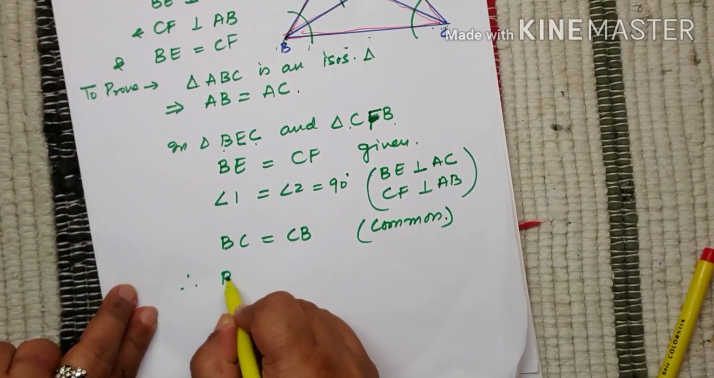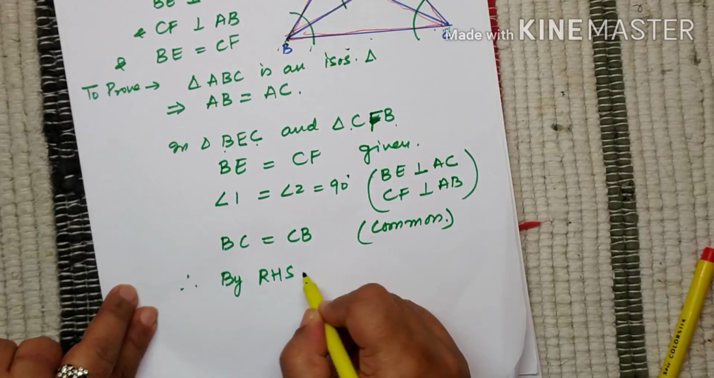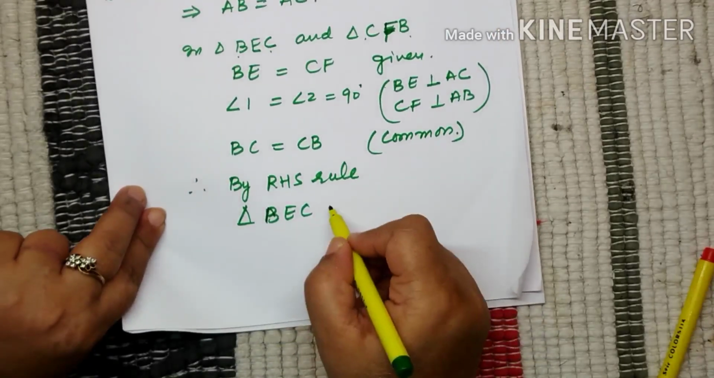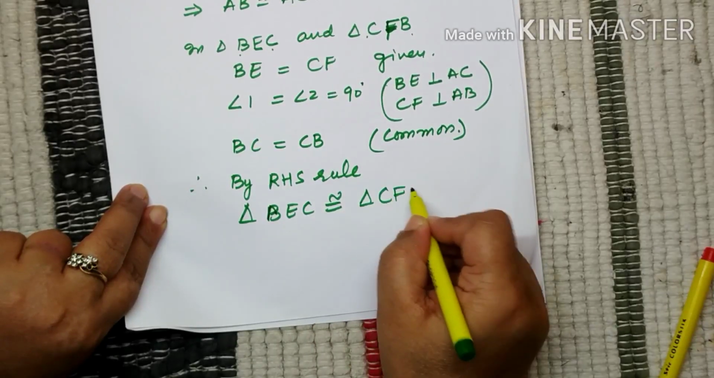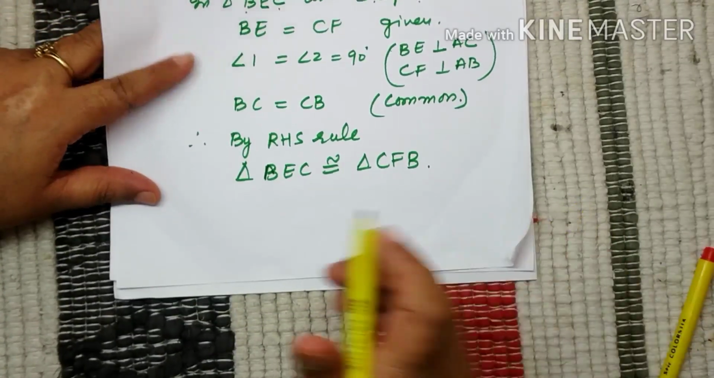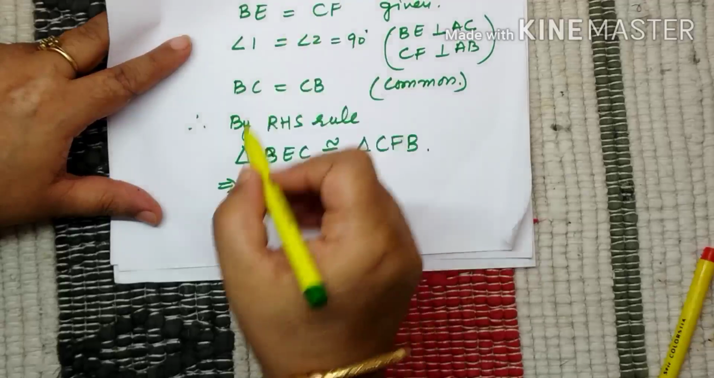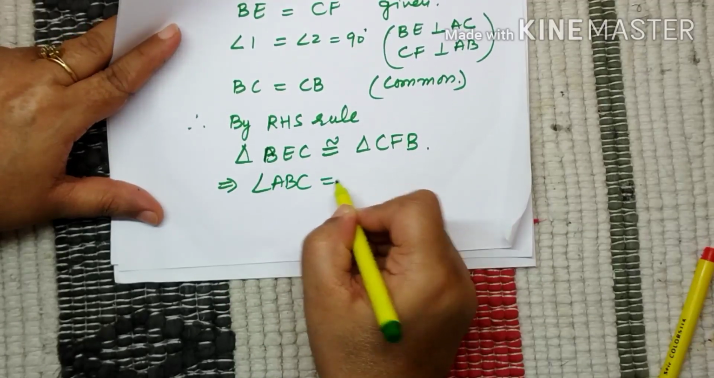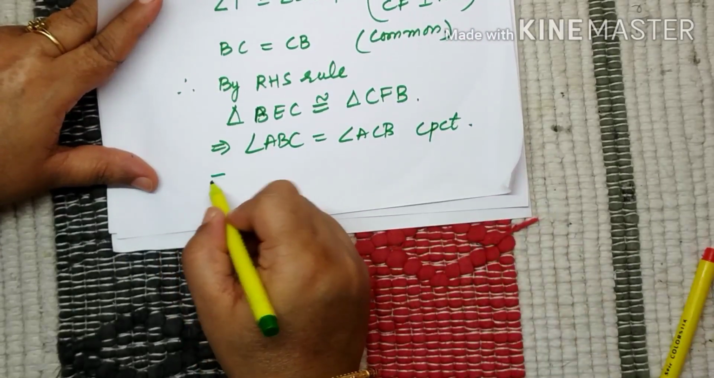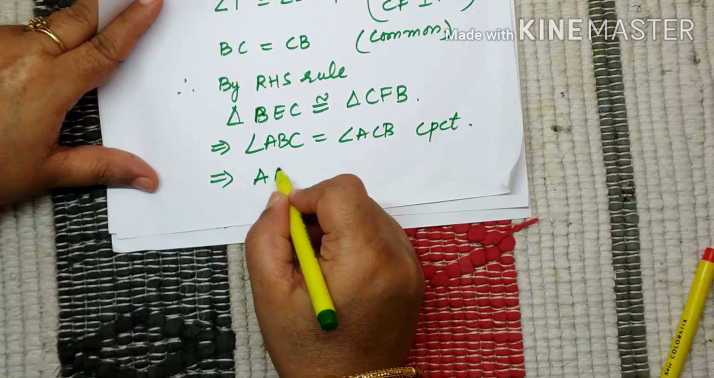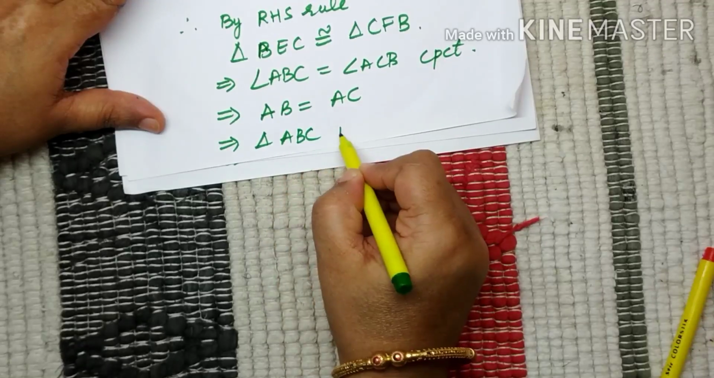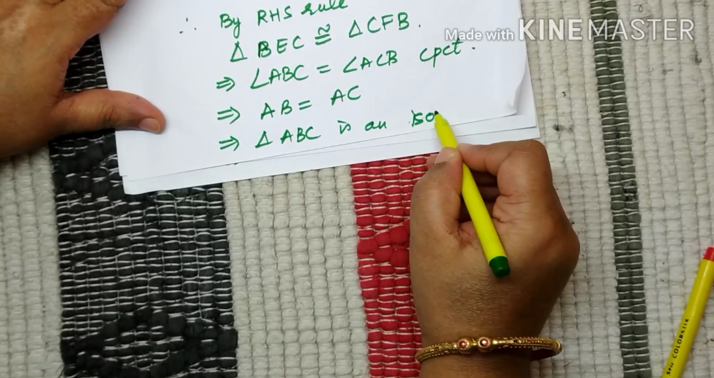Therefore, by RHS rule, I have triangle ABE congruent to triangle CFB. Now these triangles are congruent by RHS rule. If these triangles are congruent, I get angle ABC equal to angle ACB. Why? By CPCT. And these angles equal implies AB equal to AC, which implies triangle ABC is an isosceles triangle.